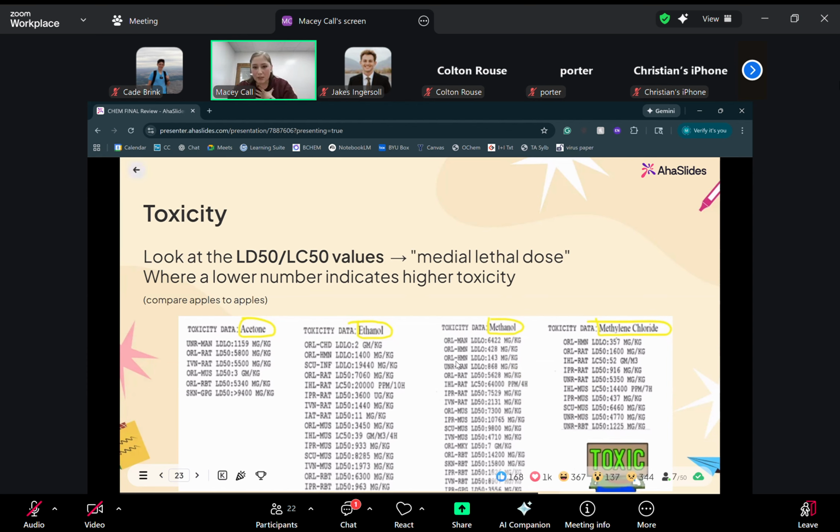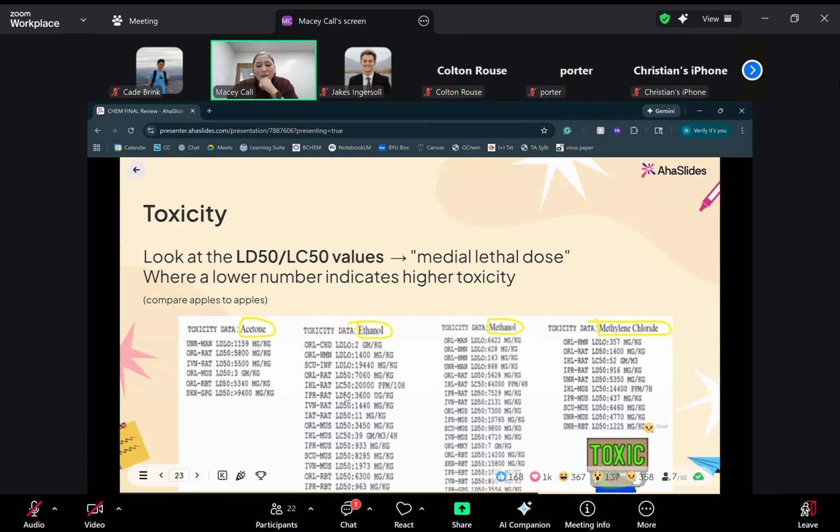So let's do another example. If I do oral route, oh wait, those aren't LD50s. Let's see. If I do inhalation route for the mouse, and I'm looking at an LC50, that's fine. So it's 64,000, okay? If I look at oral route for the mouse and I look at the LC50 here, it's 52, okay? Which one is more toxic? 52 or 64,000? 52, exactly. Thank you.